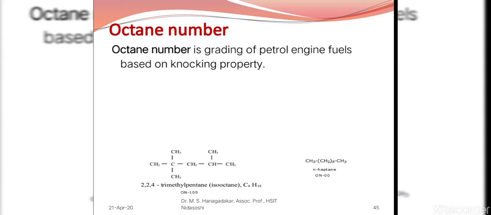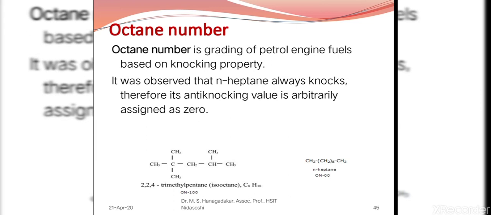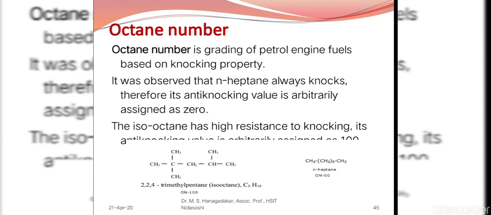Octane number is the grading parameter to assess the quality of the petrol used in the petrol engine, which relates directly to the knocking character of the petrol. It is observed that normal heptane always knocks very badly. Therefore, its anti-knocking value is arbitrarily fixed to 0. Whereas iso-octane hydrocarbons knock very little. Hence, their anti-knocking value is arbitrarily fixed to be 100.